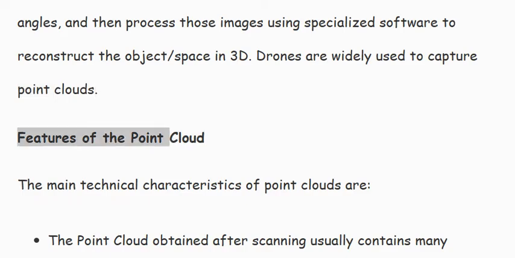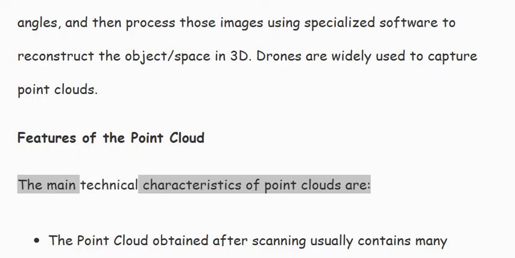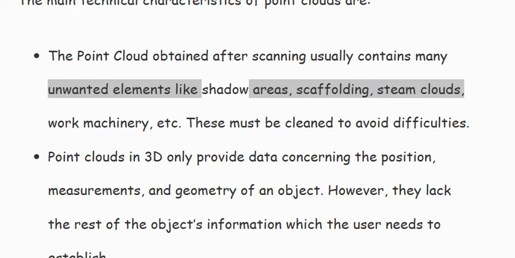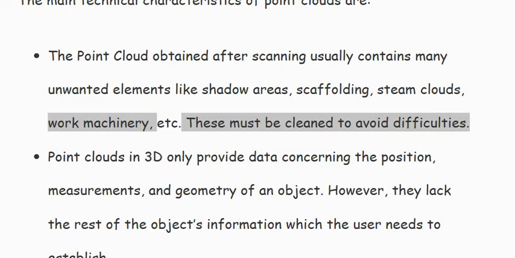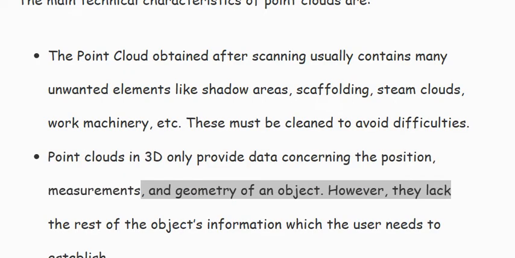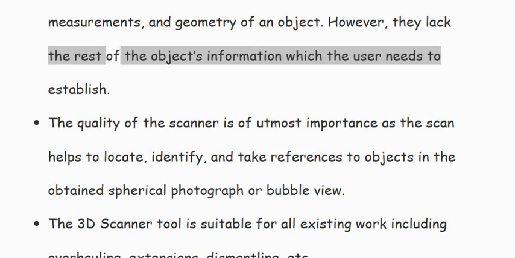Features of the point cloud. The main technical characteristics of point clouds are: the point cloud obtained after scanning usually contains many unwanted elements like shadow areas, scaffolding, steam clouds, work machinery, etc. These must be cleaned to avoid difficulties. Point clouds in 3D only provide data concerning the position, measurements, and geometry of an object. However, they lack the rest of the object's information which the user needs to establish.